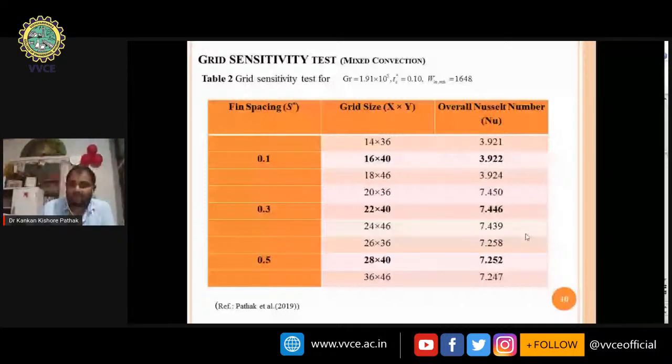Now, experimental validation, we have some experimental validation.